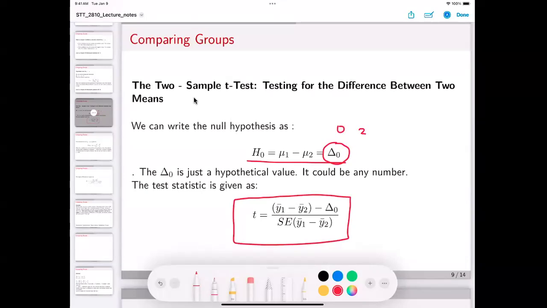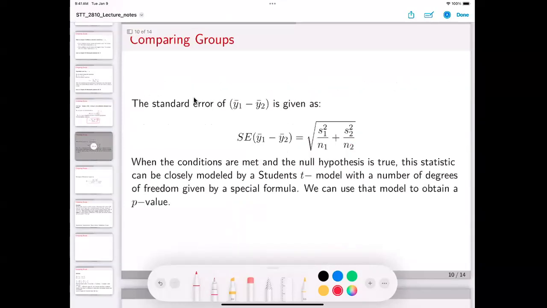So for example, if the delta here is 0, it means that we are going to replace whatever is here with 0. And then there's the sample mean for sample 1, the sample mean for sample 2, and this is the standard error. The standard error for the difference between two means is given here.